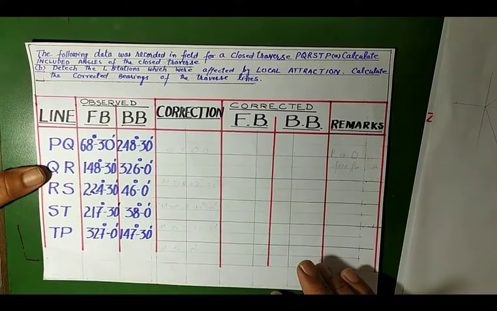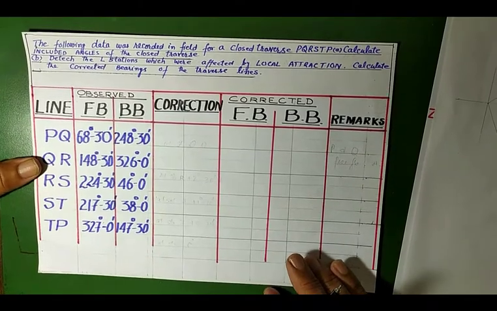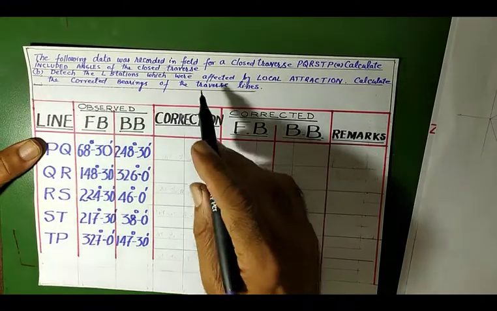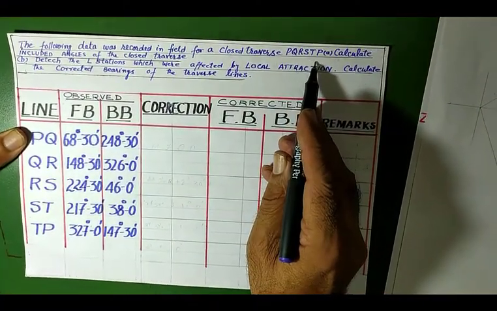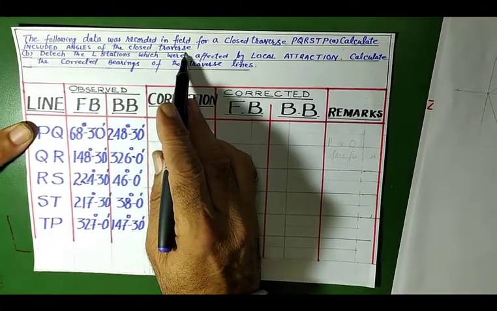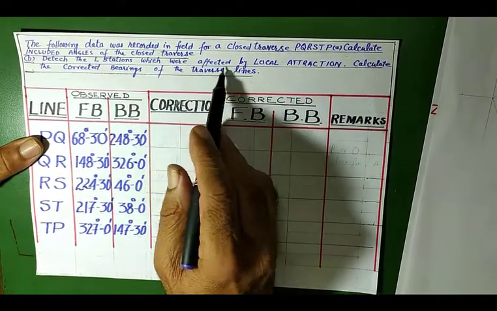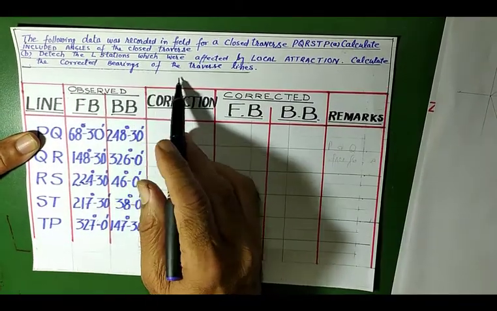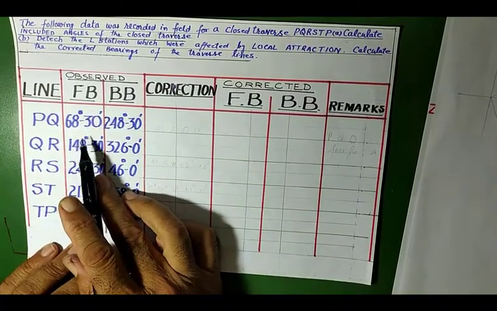So well guys, we are going to start the prismatic compass traverse. The following data we recorded in the field for a closed traverse PQRSTP. First we have to calculate the included angles of the closed traverse. Then we have to detect the stations which are affected by local attraction and calculate the corrected bearings of the traverse. So this is the data which we recorded in the field.